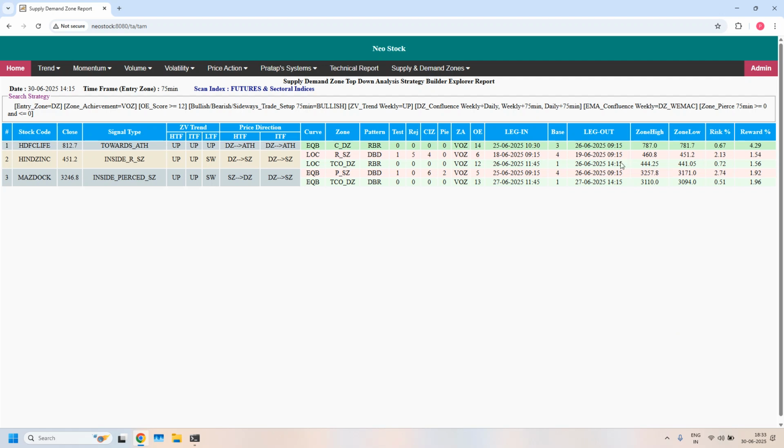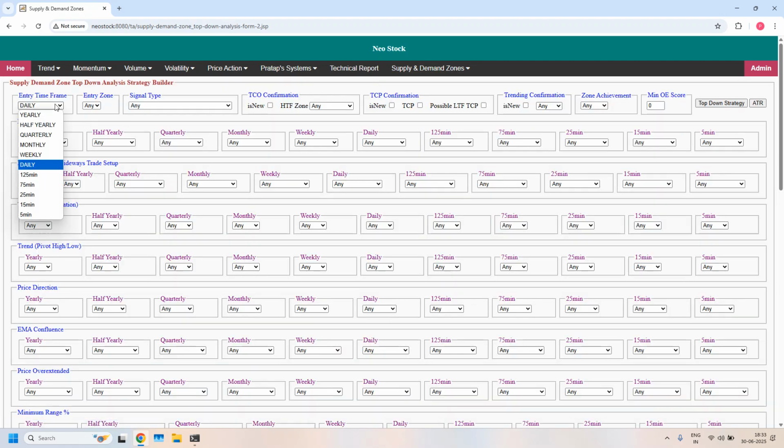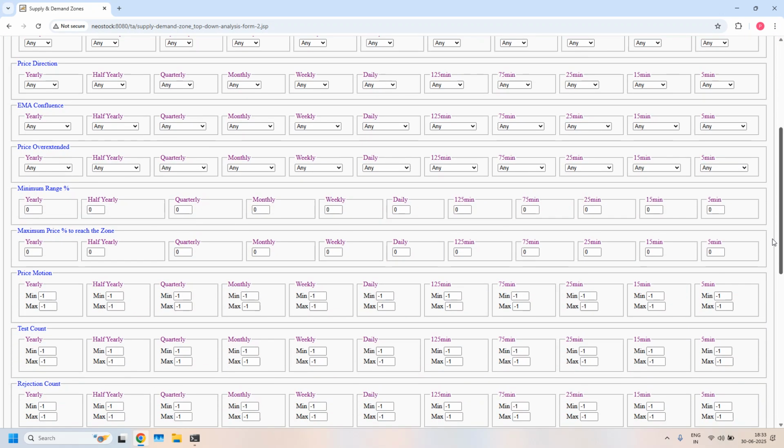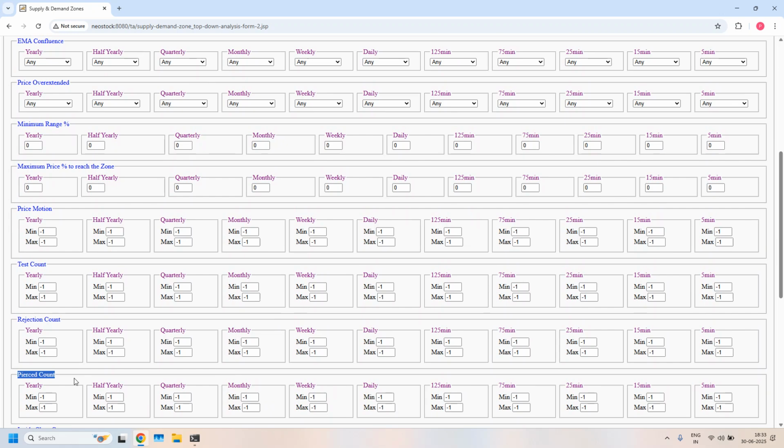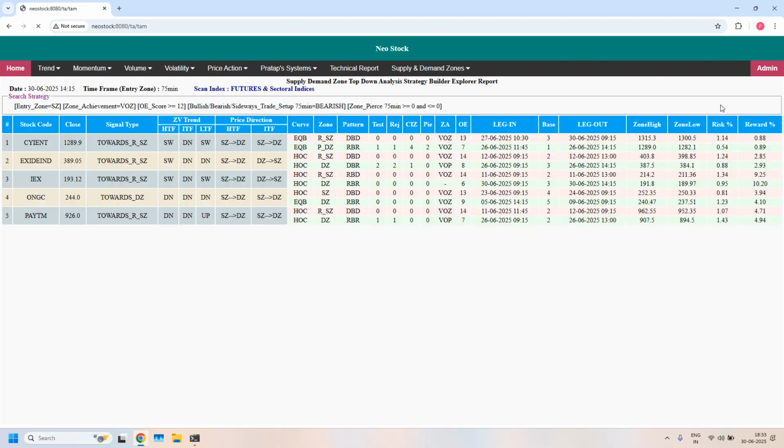Okay, next bearish trade setup for weekly income trade. Entry time frame 75 minutes, entry zone supply zone bullish or bearish. At 75 minutes I am selecting bearish. Zone achievement violated opposing zone, minimum odd enhancer score 12, and also 75 minutes supply zone should not be pierced. So in the pierced count parameter at 75 minutes time frame, I am setting minimum value 0, maximum value 0. With these filters, we got 5 stocks.